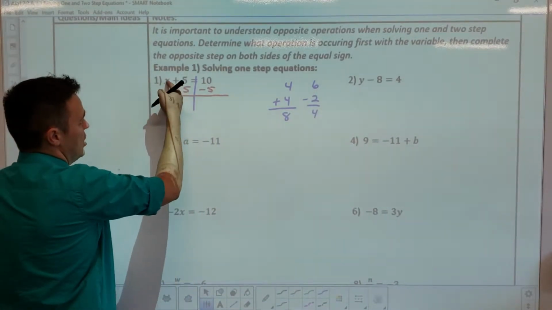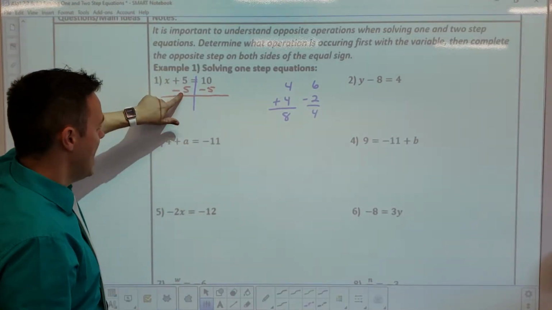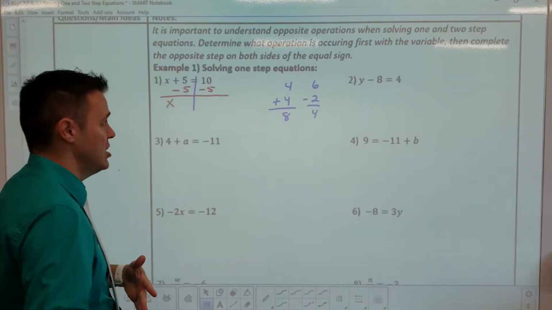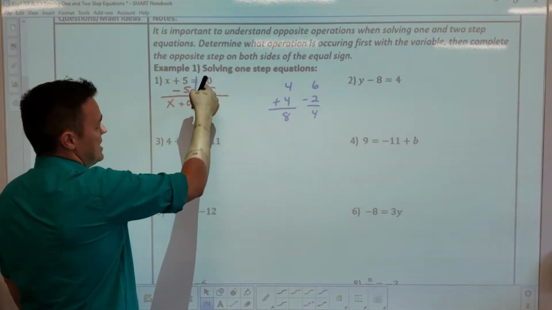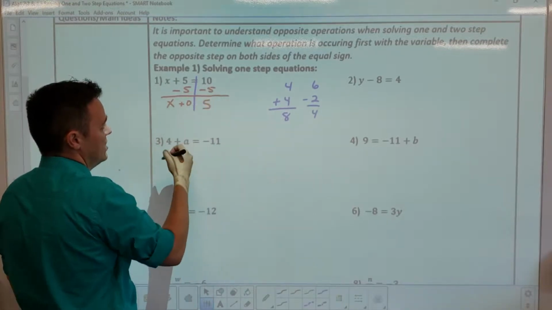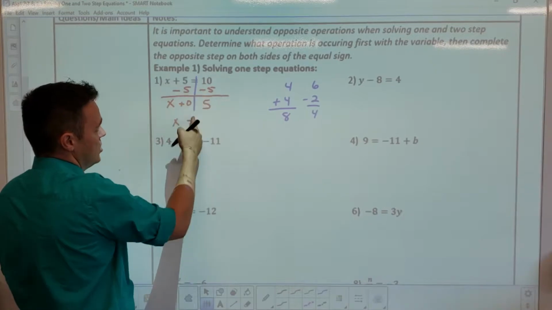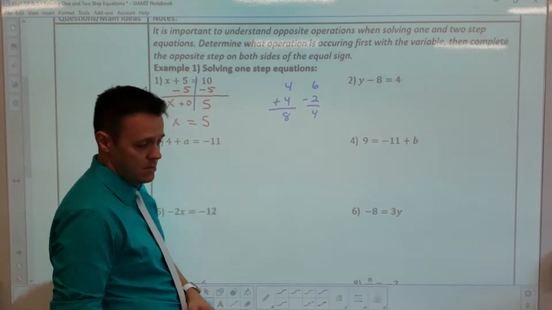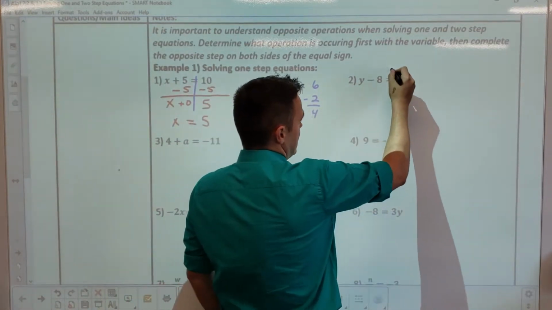Then you solve. So nothing changes, so you drop this x down. 5 minus 5 is 0. Now, if you want to put plus 0, you can. And then 10 minus 5, of course, is 5. And then, ladies and gentlemen, you drop it down one more time. x equals 5. That's it. Simple enough. Over here, split it in half.